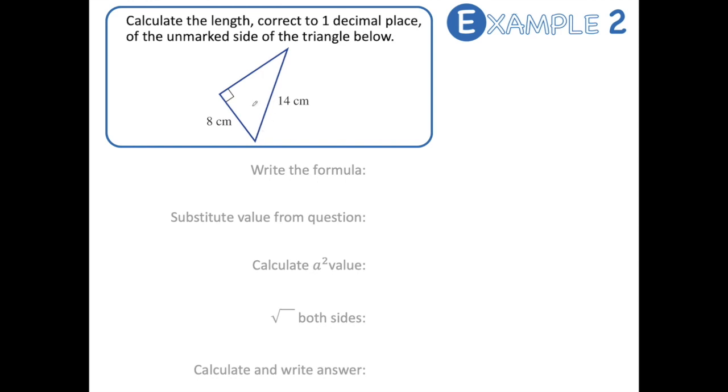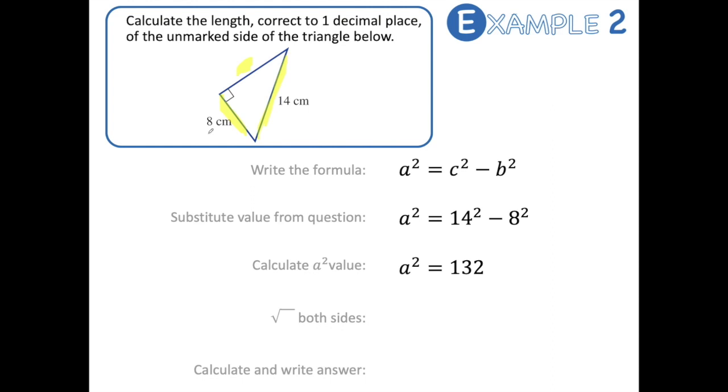In the second example, I have a right-angled triangle. It has a hypotenuse side of 14 and a non-hypotenuse side of 8. And I want to find my missing third side, being the second non-hypotenuse side. So following my 5 steps, first step, write the formula. A squared equals C squared minus B squared. Then substitute in the values from the question. So my C value of 14, my B value of 8. So A squared is equal to 14 squared minus 8 squared.